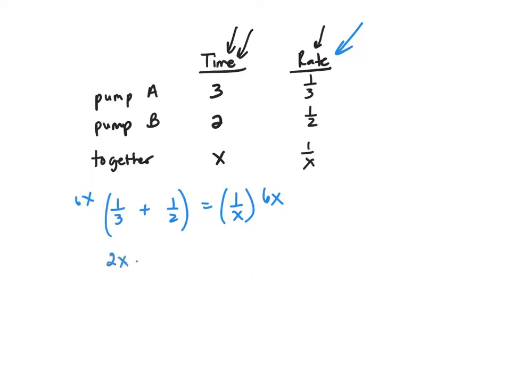So that's going to be 2X plus 3X equals 6, and that's 5X equals 6, or X equals 6/5 hour. Now let's change that to minutes.